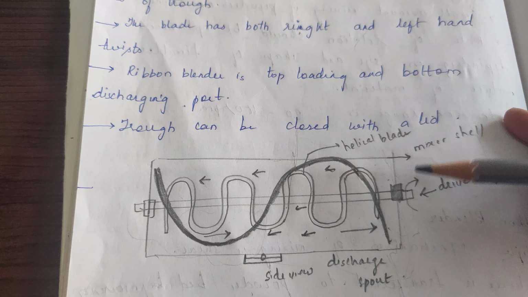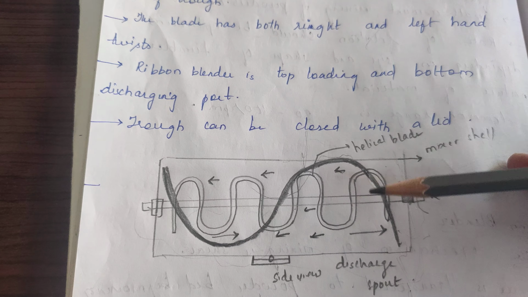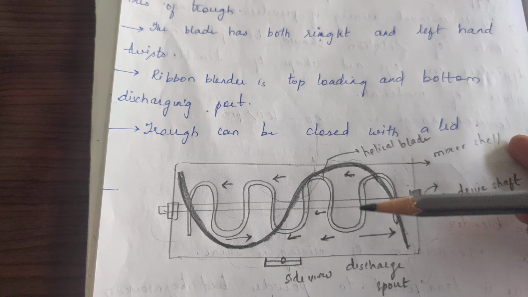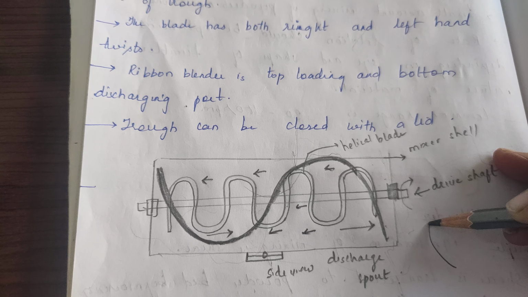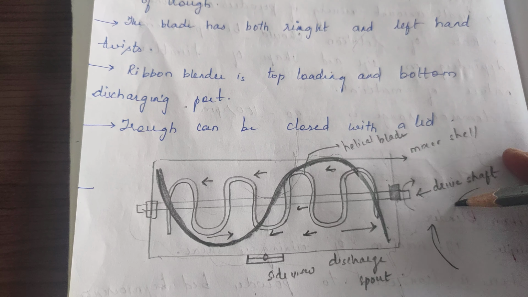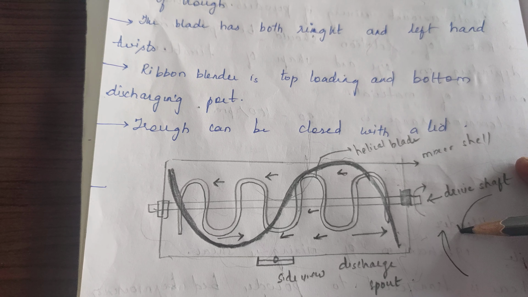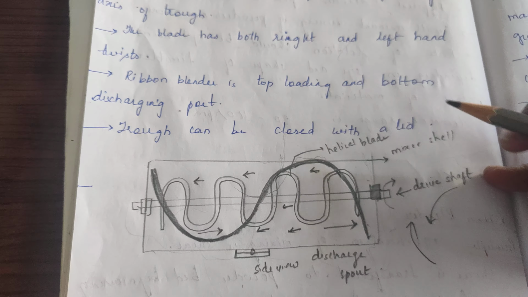One blade moves the solid particles slowly in one direction, and the other blade moves the particles quickly in the opposite direction. So this causes the complete mixing of the material.